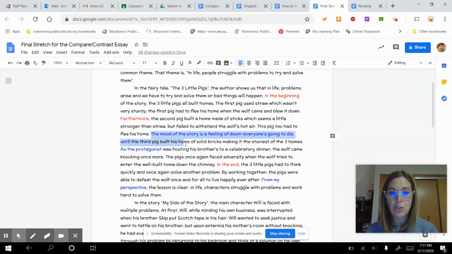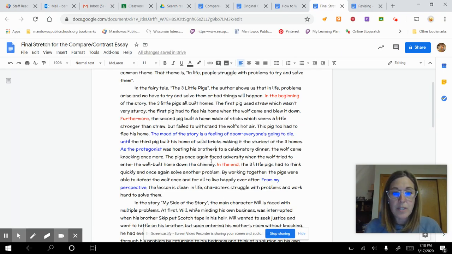The mood of the story is a feeling of doom. Everyone's going to die until, so that's totally different from my original. Until the third little pig built his home of solid bricks, making it the sturdiest of the three homes. Another piece of literary language: as the protagonist was hosting his brothers to a celebratory dinner. Hosting his brothers, that's just plural, to a celebratory dinner.